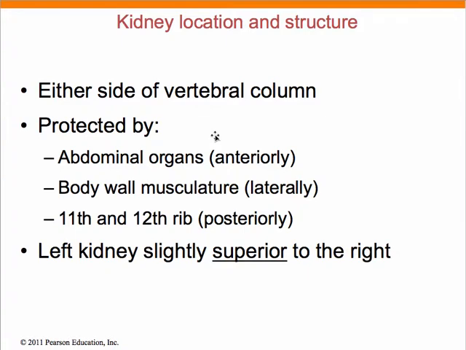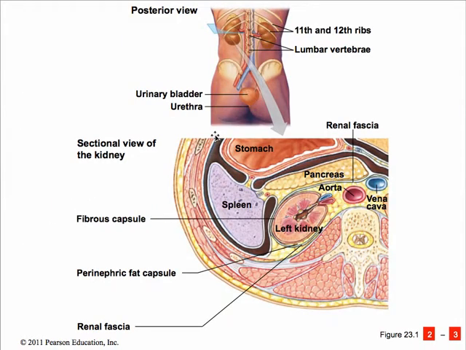The kidneys sit on either side of the vertebral column, and they have protection on 3 sides. In front of them sit the abdominal organs, behind them sit the musculature and part of the skeletal system, so the ribs are there as well. If we take a look at their positioning, we can see a couple of things. In front are the abdominal organs, which help with protection. We also have them sitting behind that membrane.